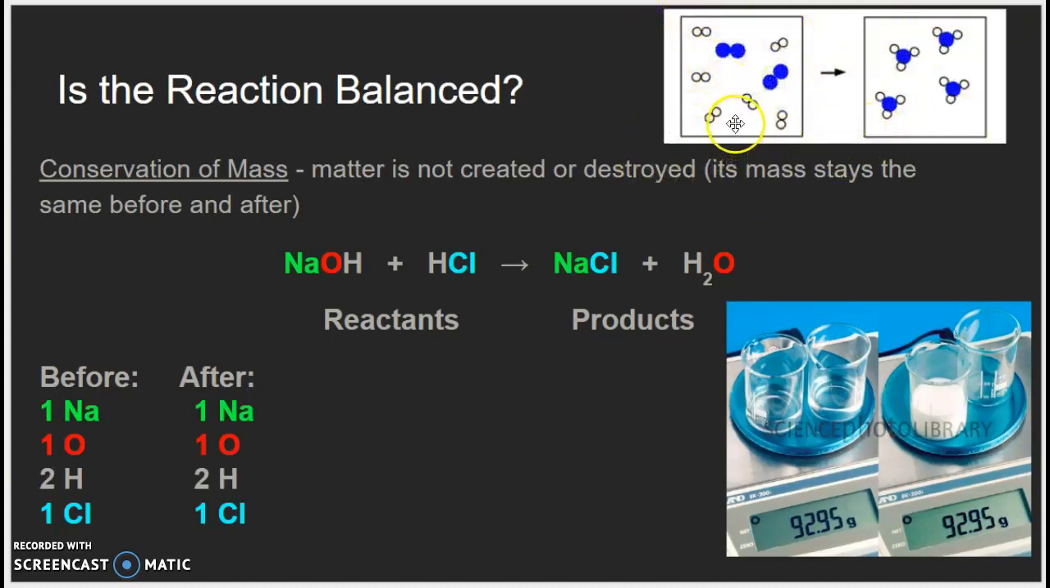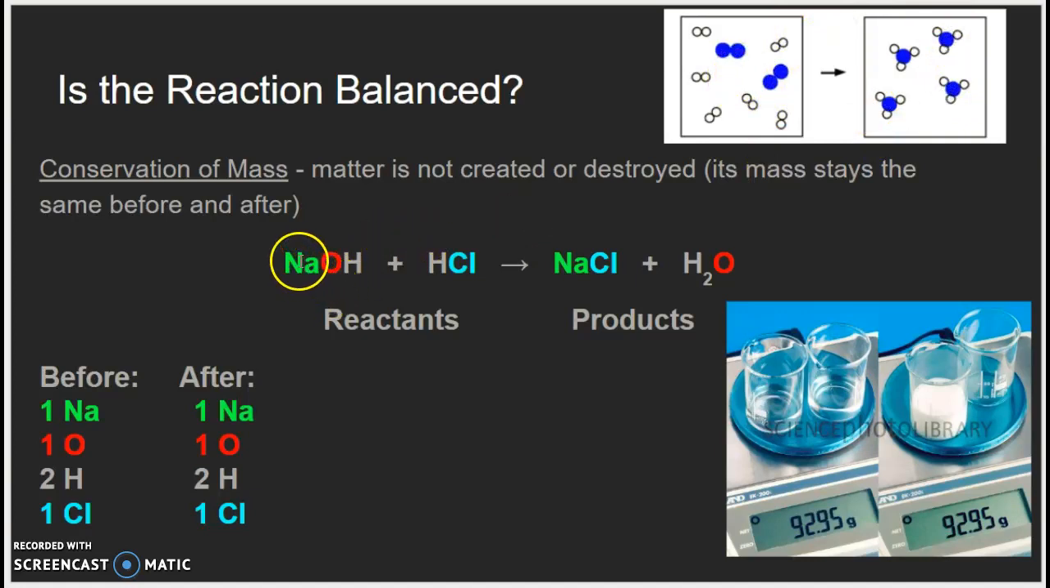There are, I think, 12 if you count them out on the left side, and there are also 12 on the right side because there are 4 molecules with 3 each. So you could count that out, and that would show that mass is conserved from beginning to end of the reaction. The same is true down here.